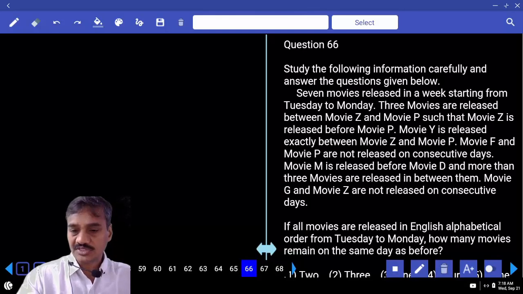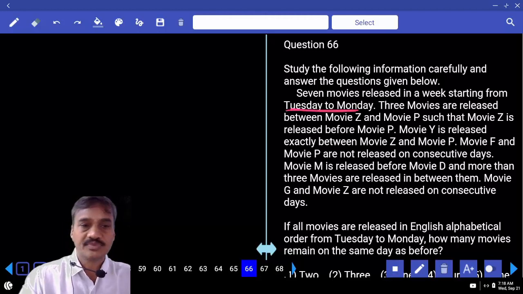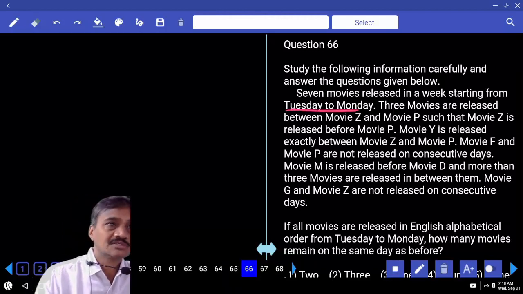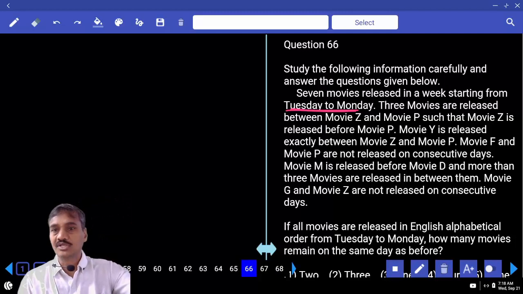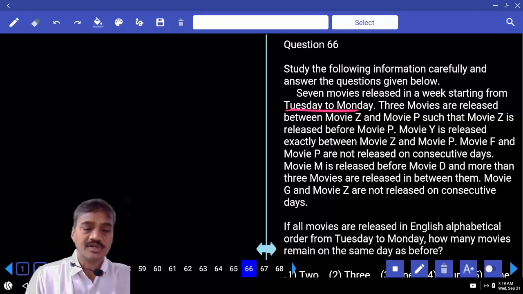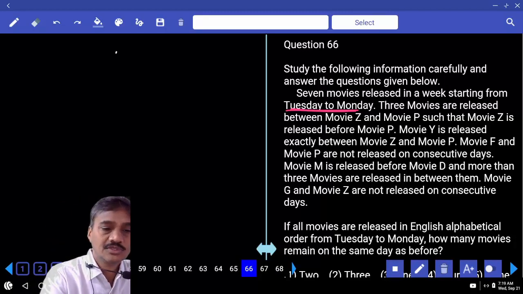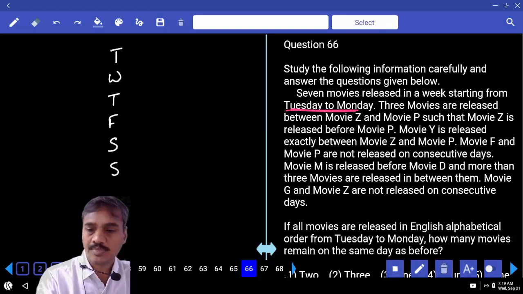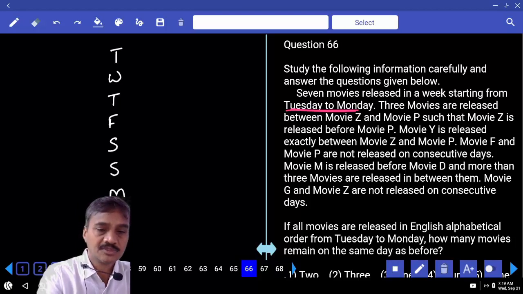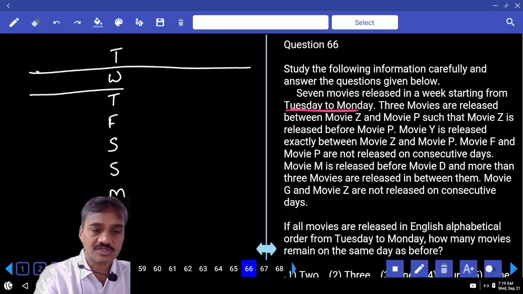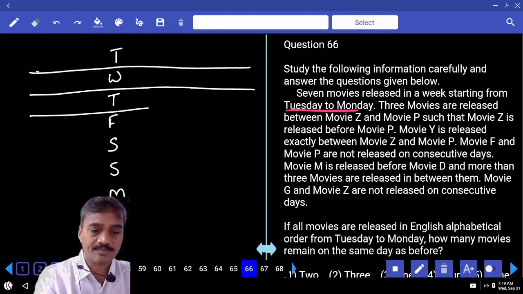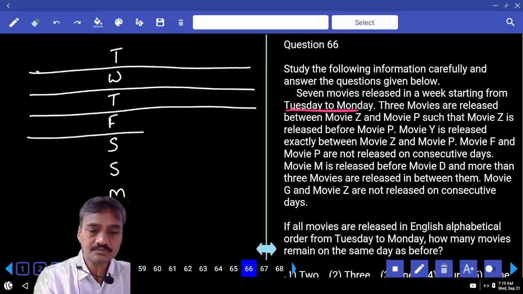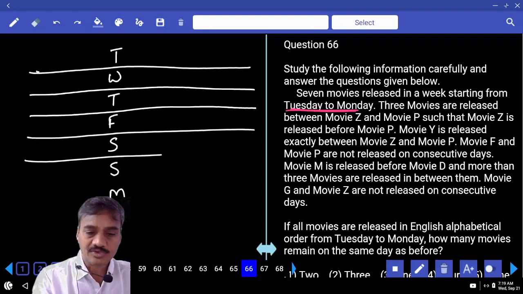Whenever these days are given, first choose the starting and the ending day. Sometimes it will start with Monday to Sunday or Saturday to Friday and so on. Hence, first Tuesday, Wednesday, Thursday, Friday, Saturday, Sunday, and Monday as well. And 7 movies were released on these 7 different days of a week, starting from Tuesday and ending on Monday. Then coming to condition number 1.